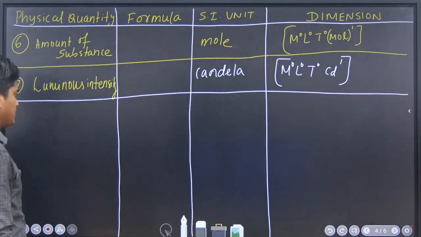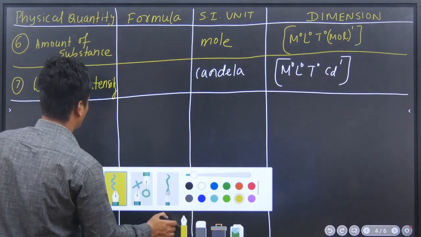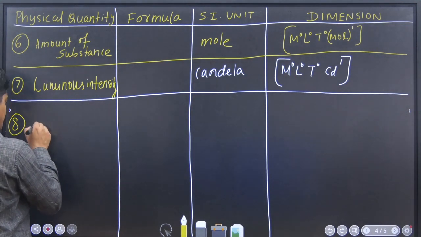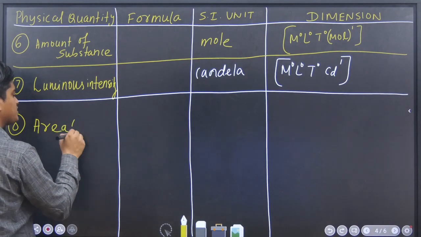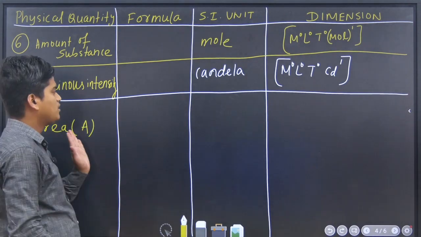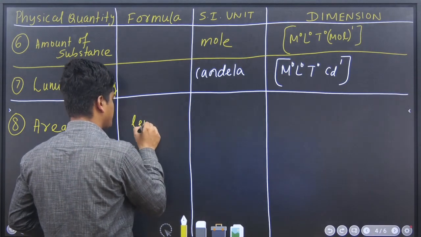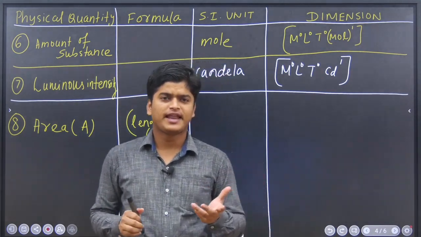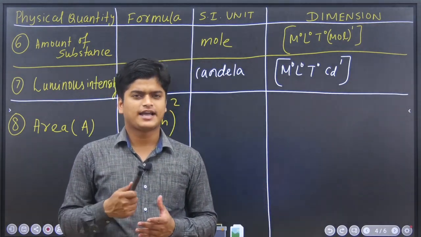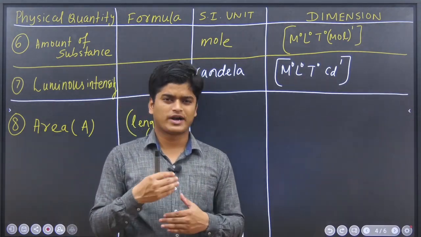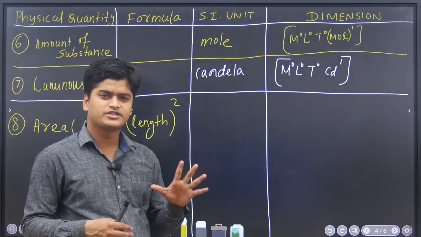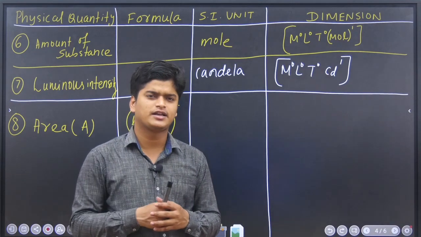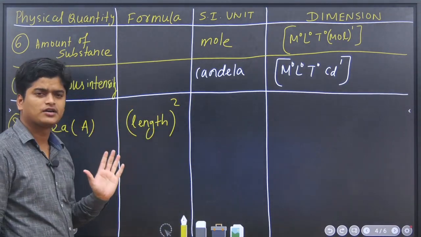Now we will go to the derived quantity. So in the derived quantity, I will write point-wise. Number 8, it is your area. Area symbol is basically A, and the area formula is basically length to the power 2. Area formula can be length into breadth or pi times radius square. So whatever geometrical picture you take, area always comes as distance square or length square, either it is a rectangle or a circle.